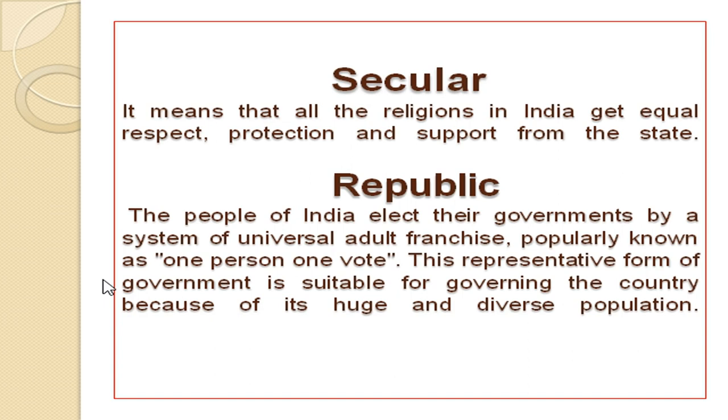In republic it says that the people of India elect their governments by the system of universal adult franchise, popularly known as one person one vote. So it doesn't matter if you belong to a very high background or a very humble background. It is very much equalized between all kinds of people. If you have completed your 18 years, then you can definitely cast your vote. And this respective form of government is suitable for governing the country because of its huge and diverse population.